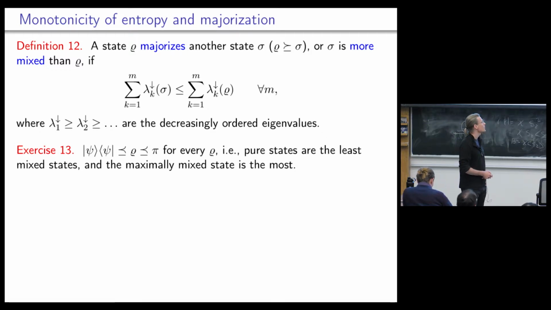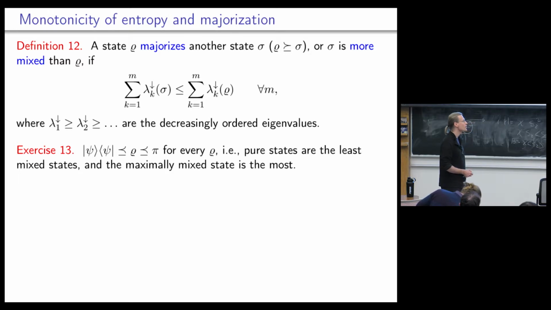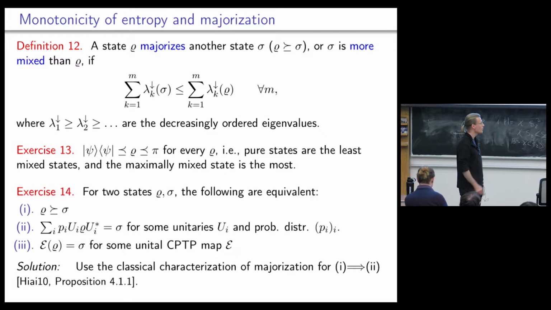An exercise for you to check is that any pure state is majorized by any state, and any state is majorized by the maximally mixed state. So pure states are the least mixed states, and the maximally mixed state is the most mixed state according to this concept of mixedness. So this meets our intuition.